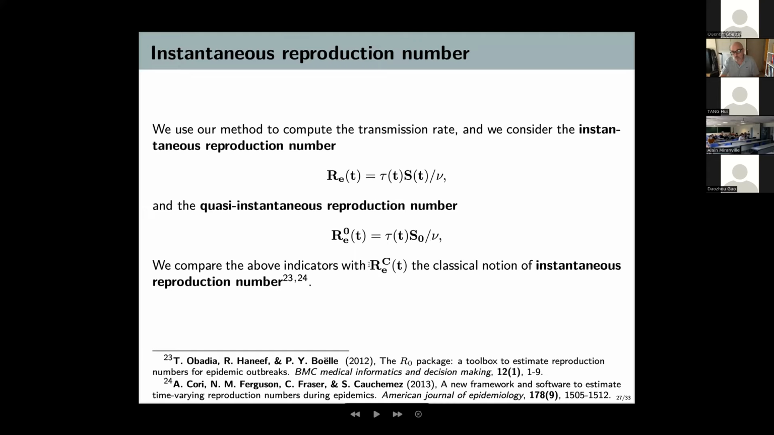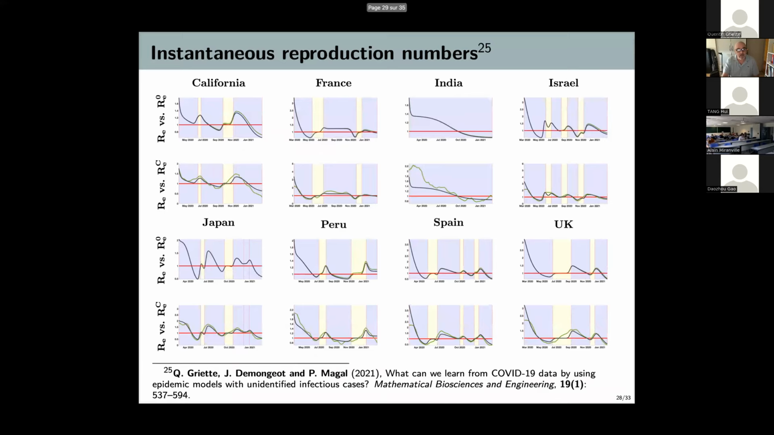And we also use a standard R-naught that is used by most people in public health, that was introduced by the group of Diekmann and Heesterbeek, and we will compare to what we obtain also. So here, in this first line of figures, we compare the R naught, the instantaneous reproduction number. In green will be with S0, in black will be with S of t.